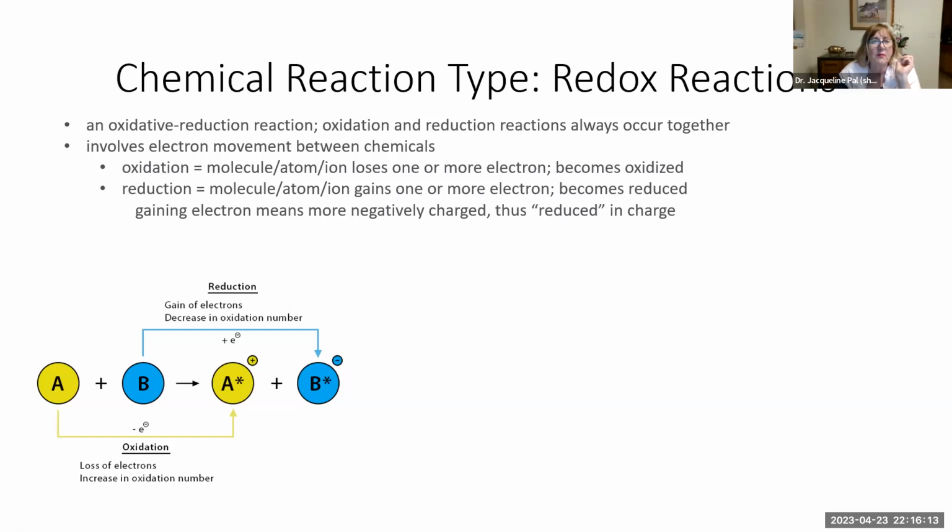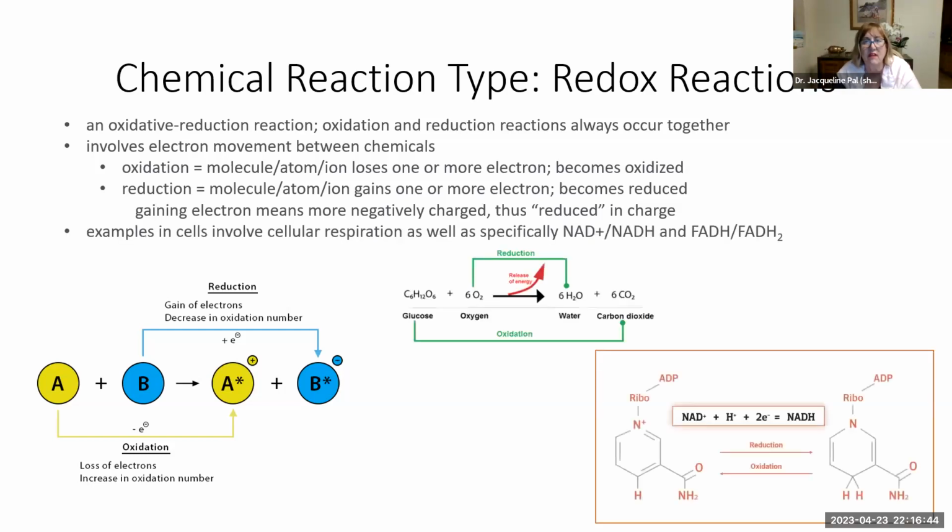That has to be coupled with a reduction reaction. In this case, that would be molecule B, which is going to gain an electron and become more negative, thus being reduced in charge, thereby being called a reduction reaction. So every time we have an oxidative reaction, we have to have a reduction reaction, because these redox, they're twins, they travel together.